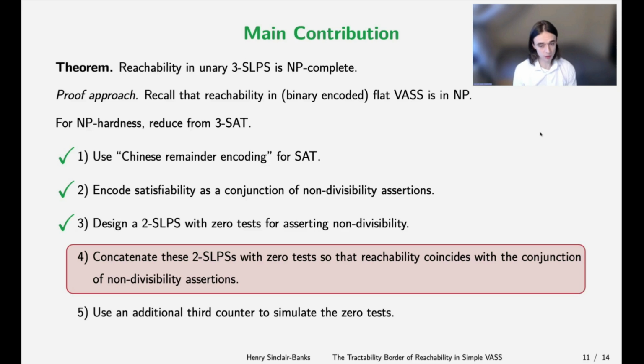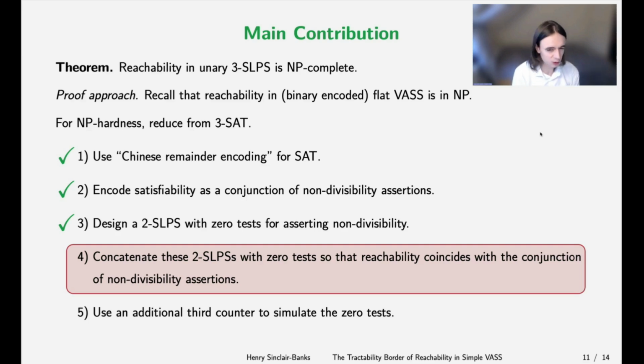So all you need to do is take these gadgets that do non-divisibility assertions with two-dimensional simple linear path schemes with zero tests and just piece them together one by one. And if you need to subtract, I don't know, 2 or 3 from the counter, you just do that with a single transition before the non-divisibility assertion gadget, and then you add that counter on at the end. So you can create a massive stack of these to test non-divisibility over and over again.